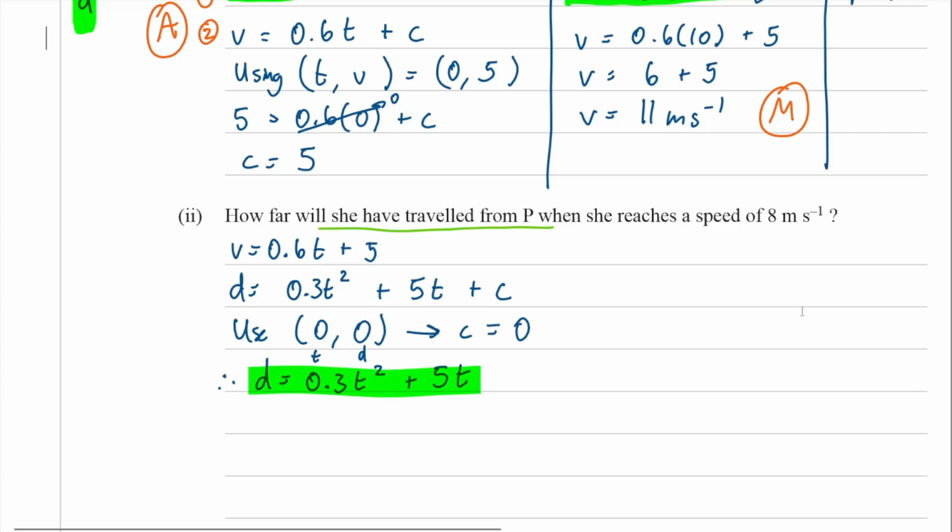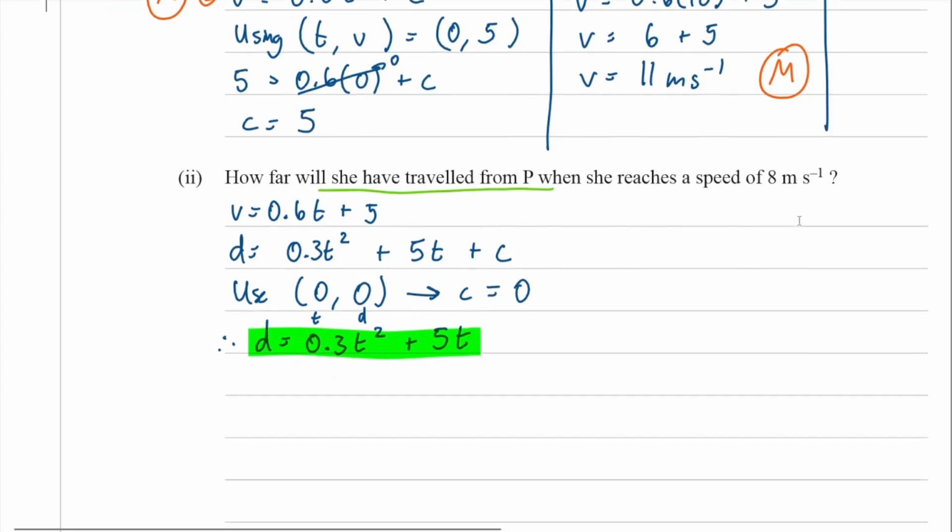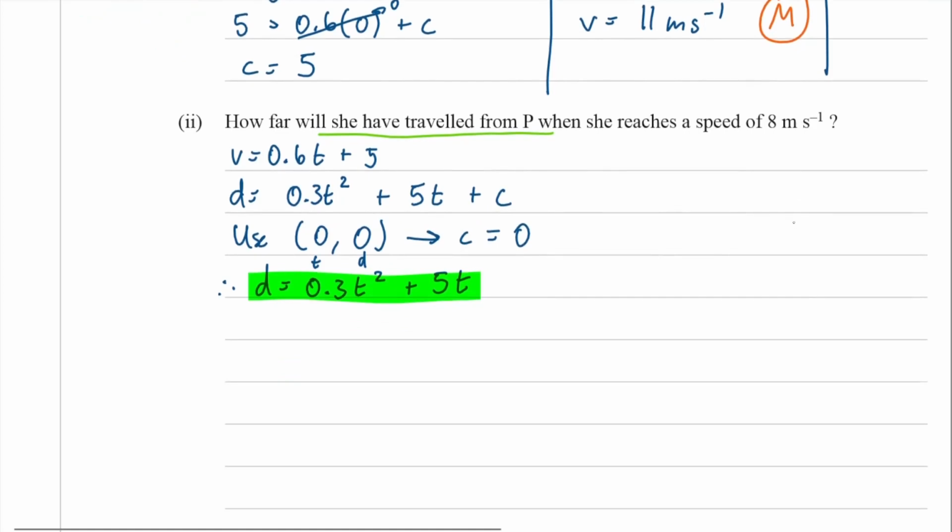Alright, now back to the question. We are looking for a distance, but we're looking for the distance when she's at a speed of 8 meters per second. So looking at our distance equation, I don't see speed anywhere, right? Our only input is time. So that tells me we need to find a time. The time that corresponds to a speed of 8 meters per second.